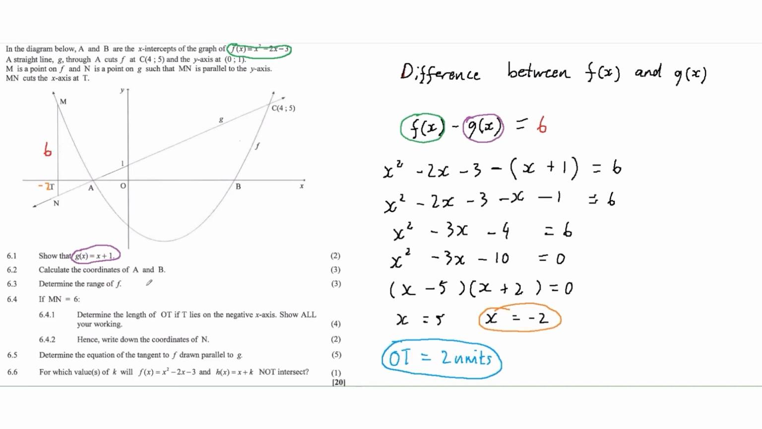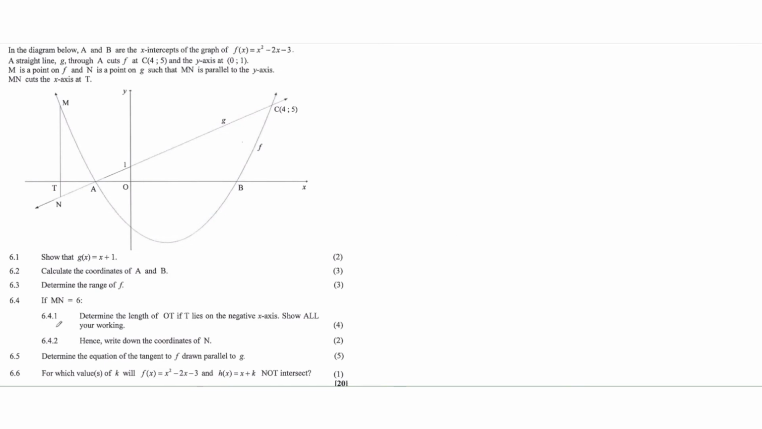And that is our answer for 6.4.1. For 6.4.2, we're asked to write down the coordinates of n. Now in the previous question, we calculated the x coordinate of n. It's the same as the x coordinate of t, which is negative 2. And n lies on our straight line graph, which we know the equation of from 6.1. It's y equals x plus 1.